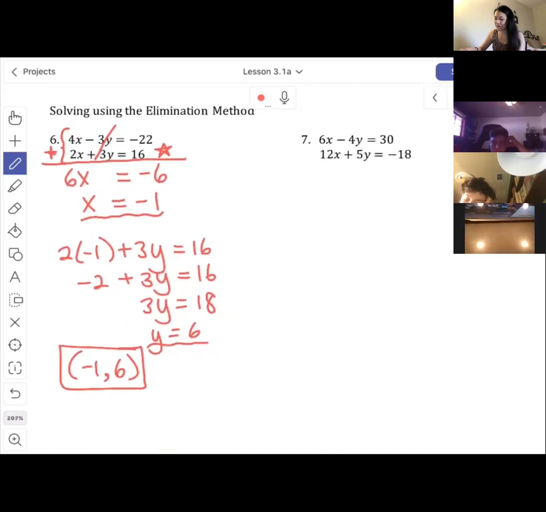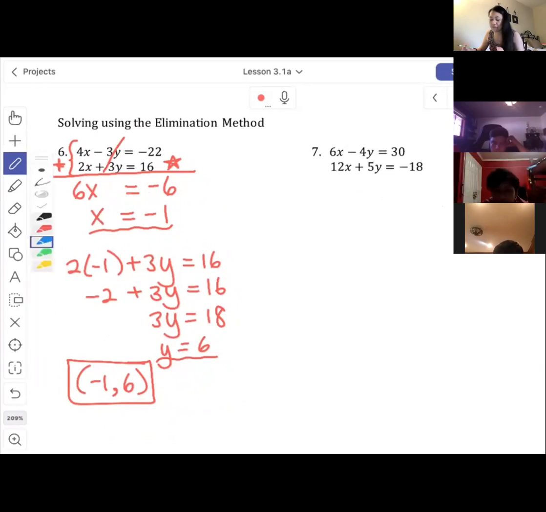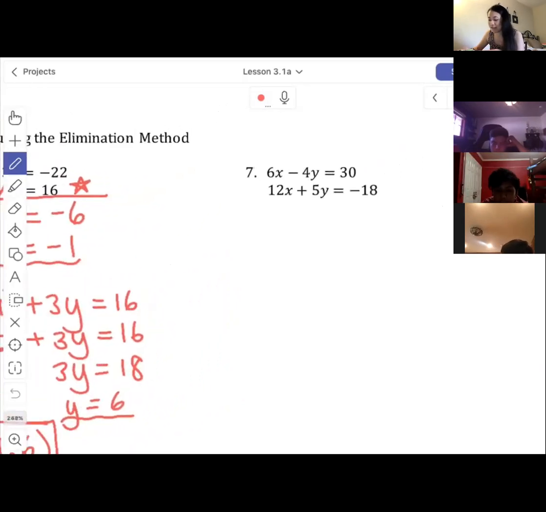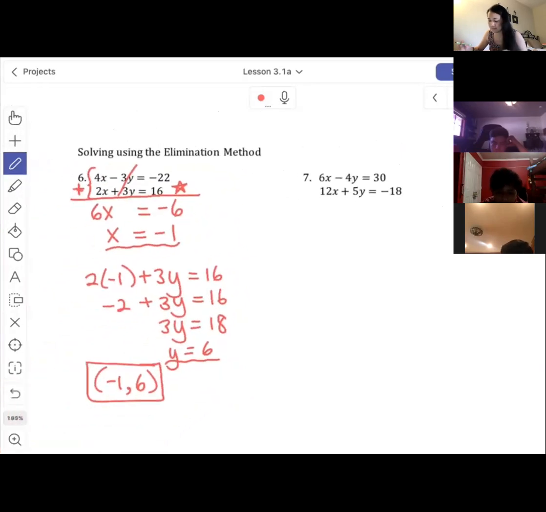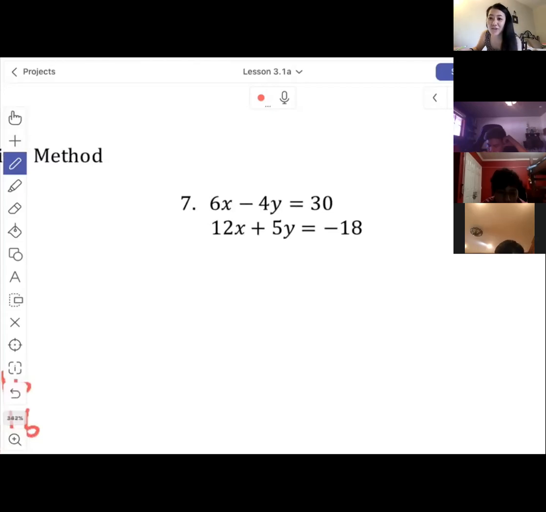All right, let's try number 7. Help me out with this one, please. Mateo. All right, Mateo. First question. What looks easier to eliminate, x or y? X. Good, yeah, because what do we need to multiply in order to get those coefficients, the numbers in front of x, to be the same? 2. Yeah.